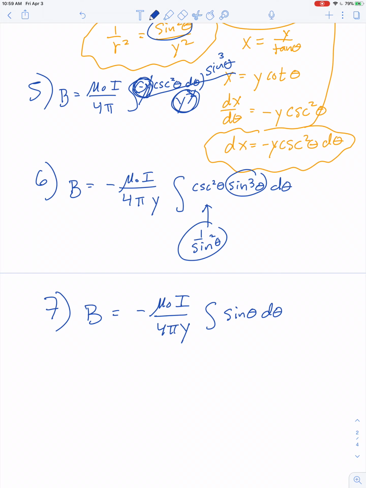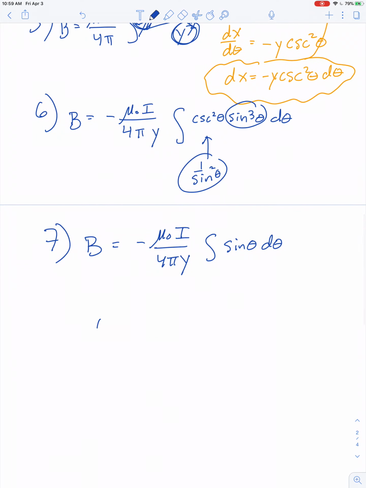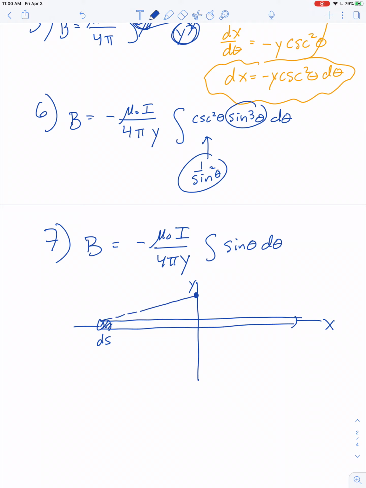We didn't look at our limits of integration yet. So once again, here's the wire. There's the y-axis and the x-axis. There's the point in question. The very first ds we have to account for is way over here, and that's going to be the smallest angle of all. We'll just call that theta naught. Actually, we'll call that one negative theta naught.